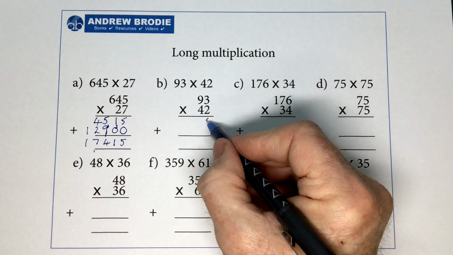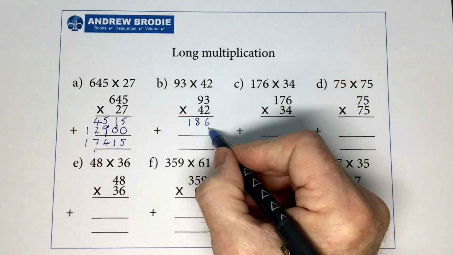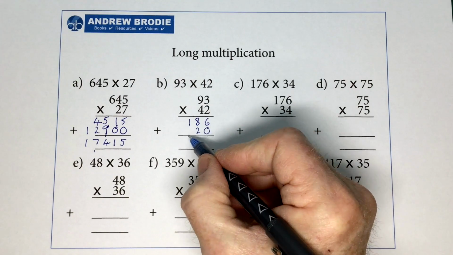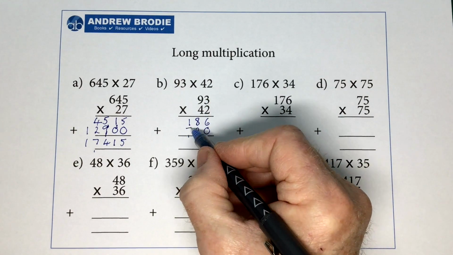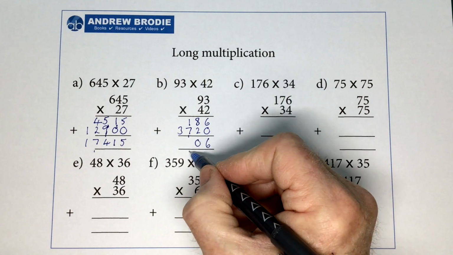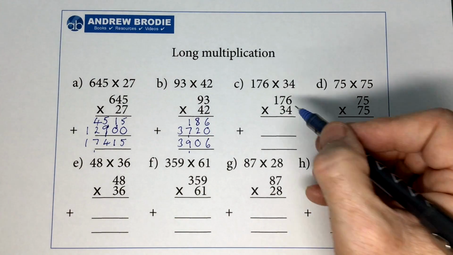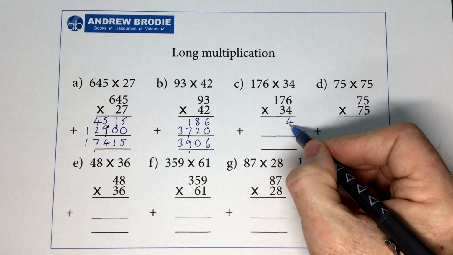This one, 3 times 2 is 6. 9 twos are 18. Put a 0. 3 fours are 12. 9 fours 36, add 1 makes 37. 6 add 0 is 6. 8 add 2 is 10. 7, 8, 9. 3,906.